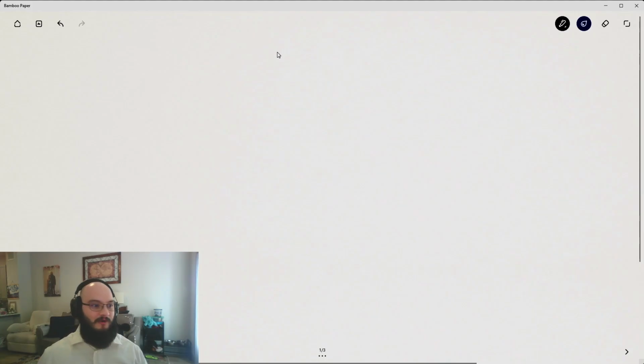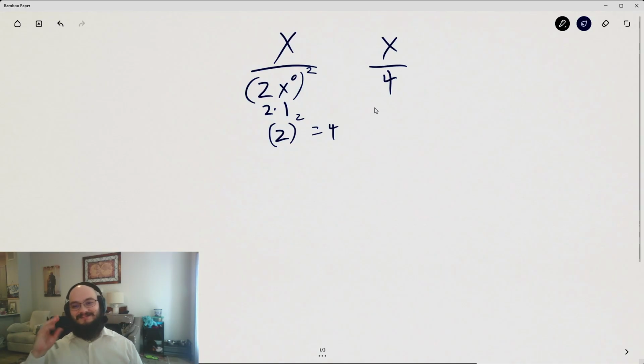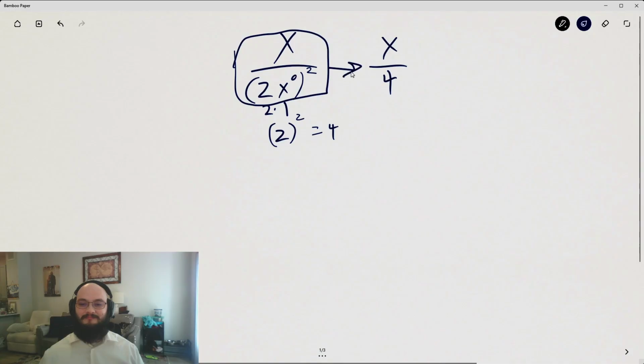Let's take a look at a smaller one. We have x over 2x to the 0, all to the second. Remember, anything to the 0 power is 1, so this is now 2 times 1, which is 2. 2 squared is 4. So this is now x over 4. And that is it. That is the simplified version of this expression here.